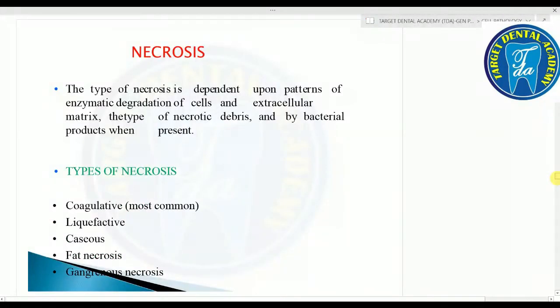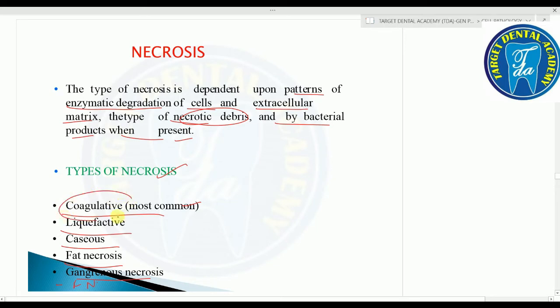So after apoptosis, next is necrosis. The type of necrosis is always dependent upon the pattern of enzymatic degradation of the cells and the extracellular matrix, the type of necrotic debris, and bacterial products when they are present. So next are the types of necrosis: coagulative, liquefactive, caseous, fat necrosis, gangrenous necrosis, and fibrinoid necrosis. Fine. If a question comes, which of the following is the most common type of necrosis? Your answer should be coagulative.